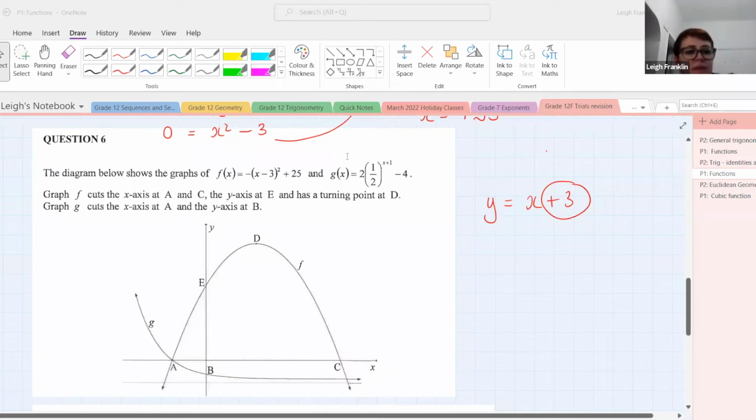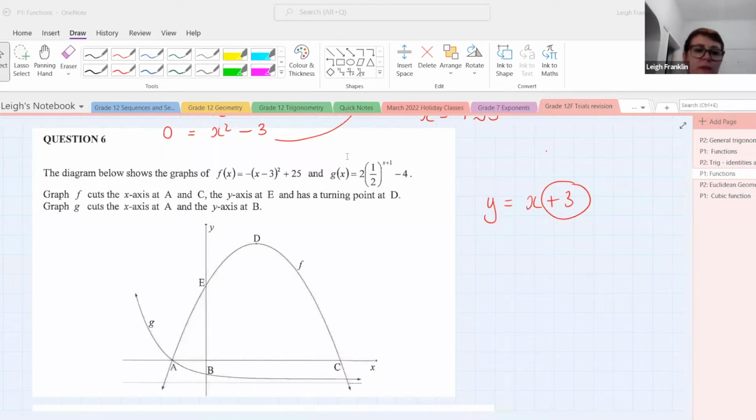So here they have given us the graph of f of x equals minus (x minus 3) squared plus 25, and g of x is the graph of 2 times (1 over 2) to the x plus 1, minus 4. So what sort of graph is f of x?